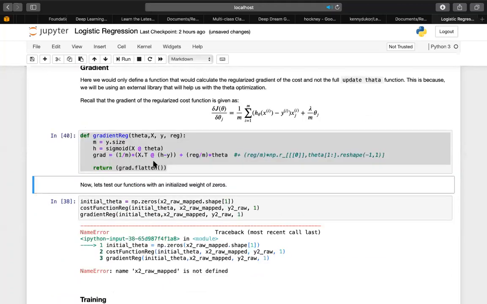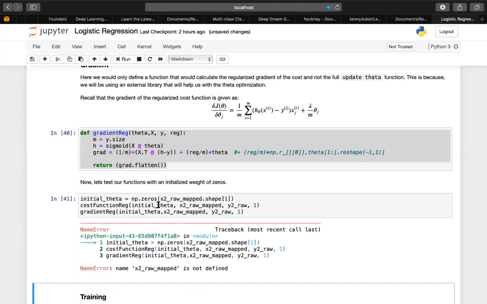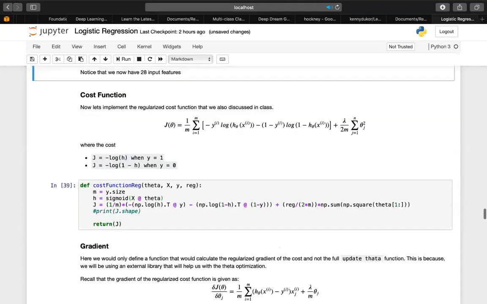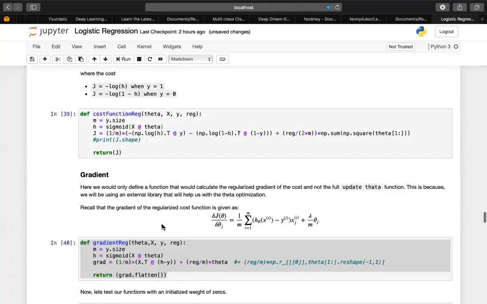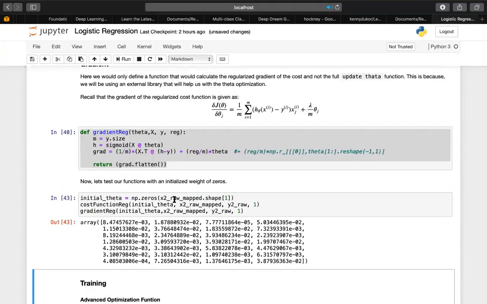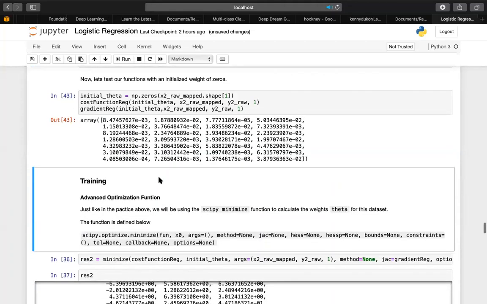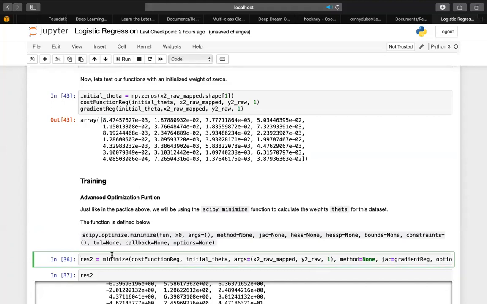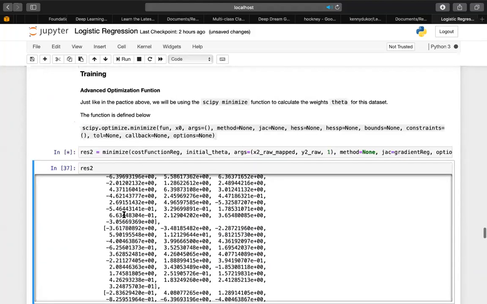Okay, sorry. I didn't run this either. So for the test, like we did before, we just pass everything to our minimize function that we used in the earlier example, and then we train. So this is what it looks like.